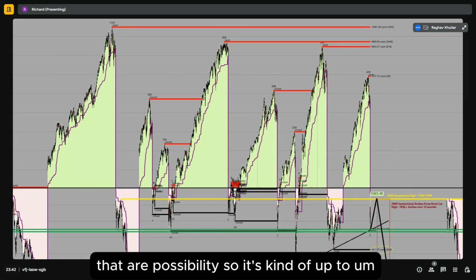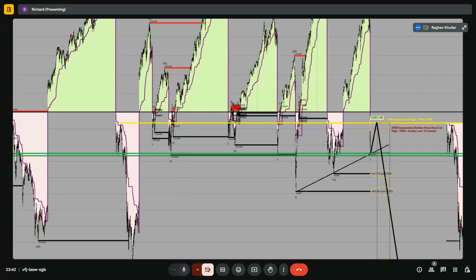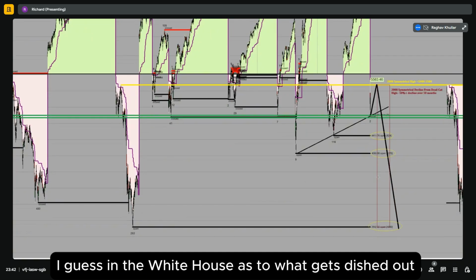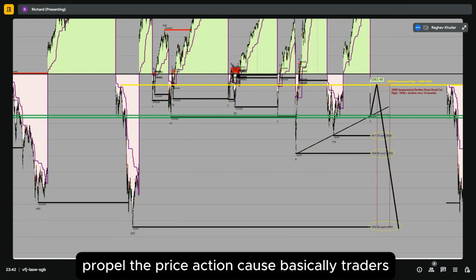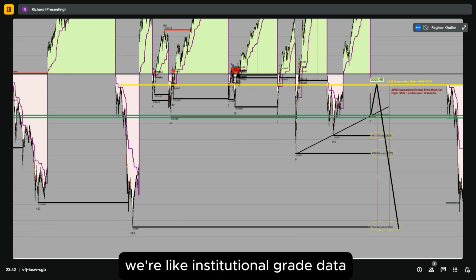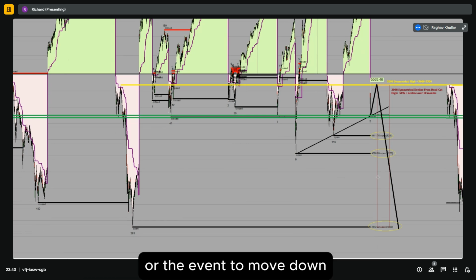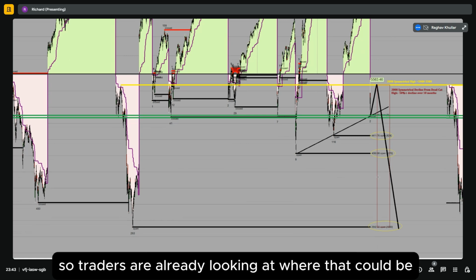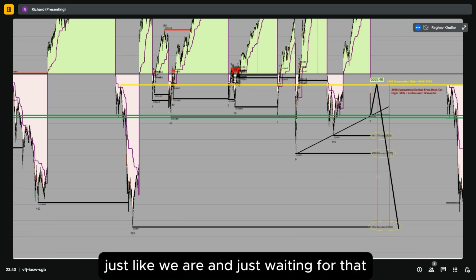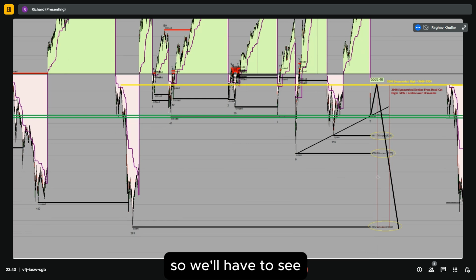So it's kind of up to the big guy in the White House as to what gets dished out to propel the price action. Because basically, traders and institutions see what we're saying. We're like institutional grade data. So it's basically that event. There's some causation to create the event to move up or the event to move down. So traders are already looking at where that could be, just like we are, and just waiting for that event to send the price in motion. So we'll have to see.